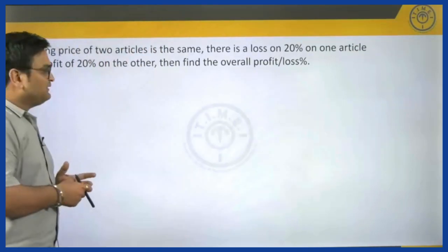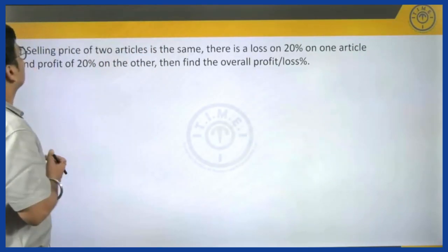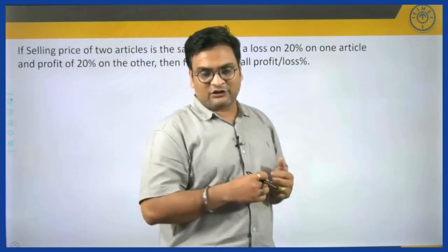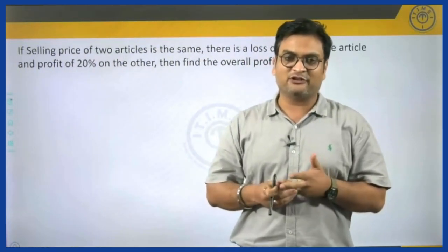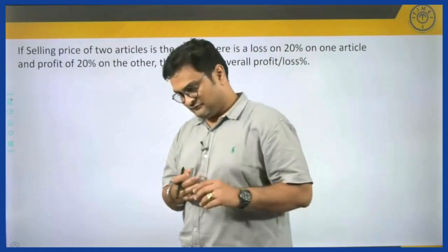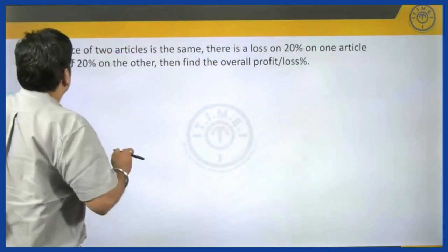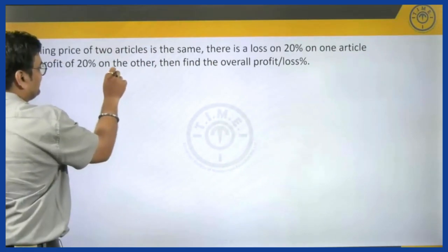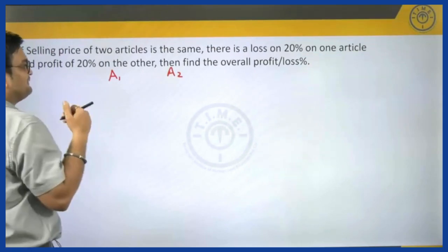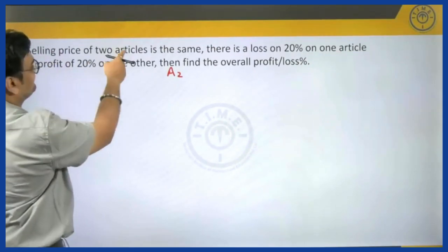Now, moving on to the next question. Again, you can pause it, you can try it. It says if selling price of 2 articles is the same, there is a loss of 20% on one article and a profit of 20% on the other, then find the overall profit or loss. Observe. So the 2 articles are, let's say, A1 and A2. They have the same selling price.